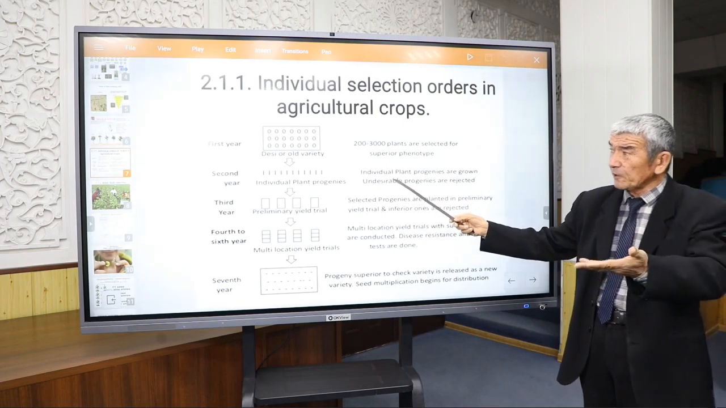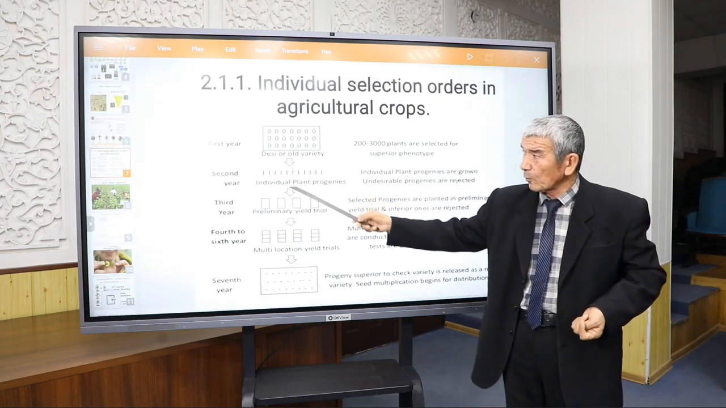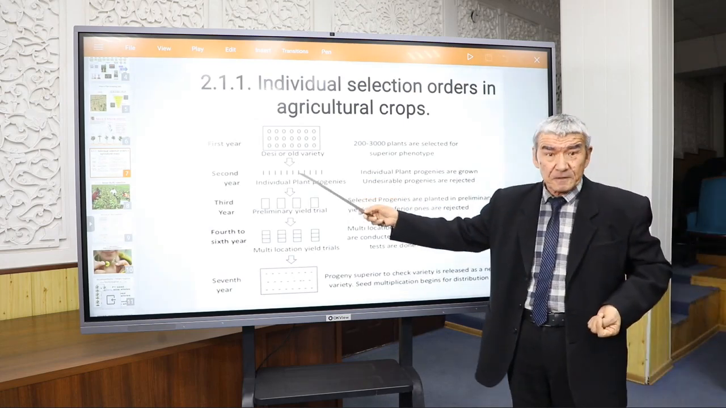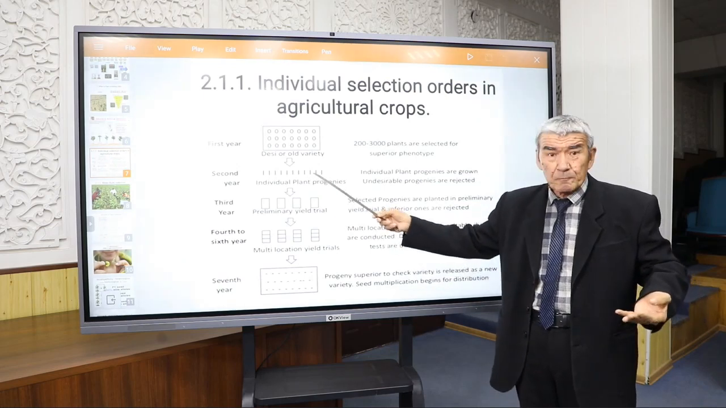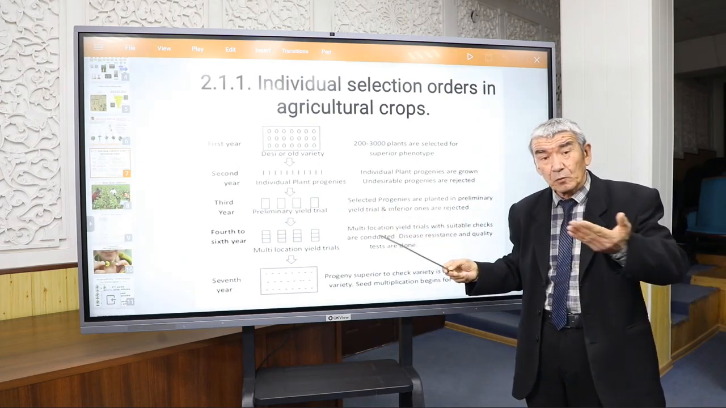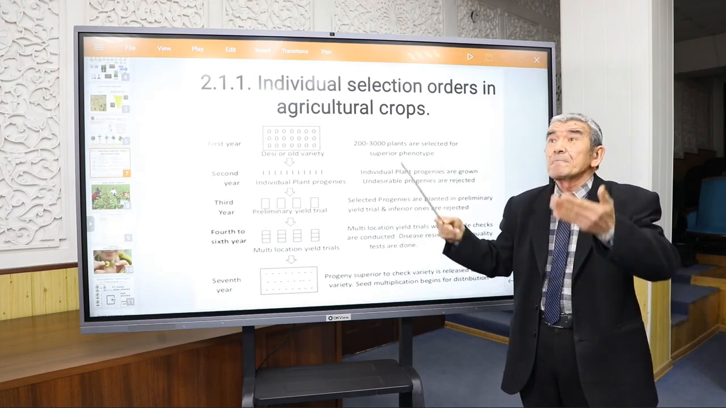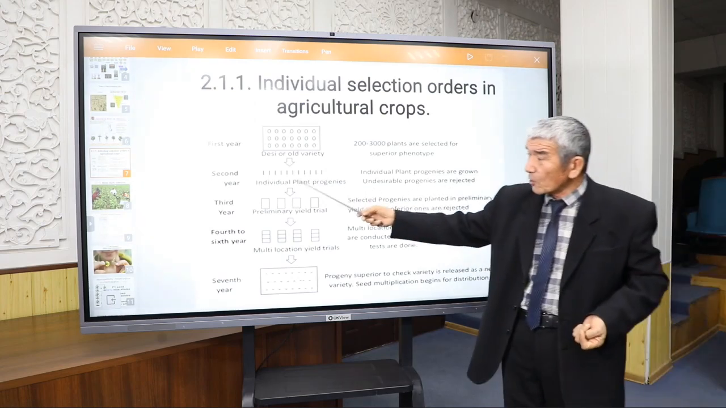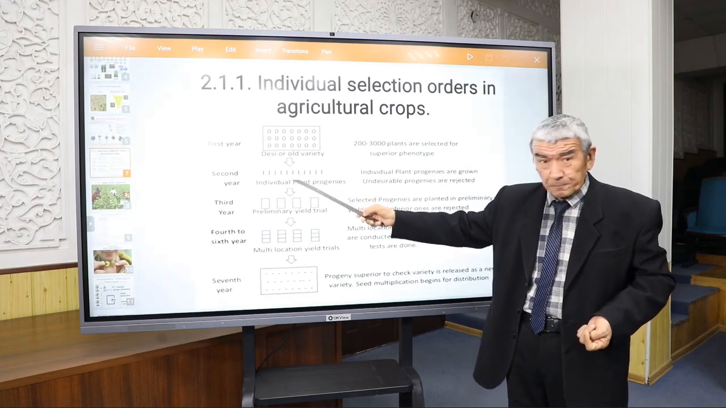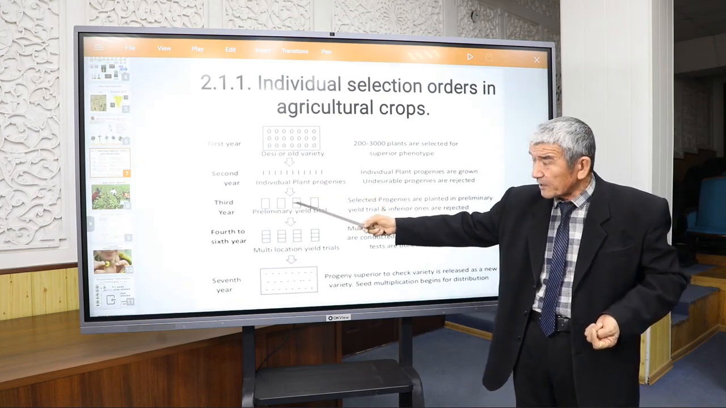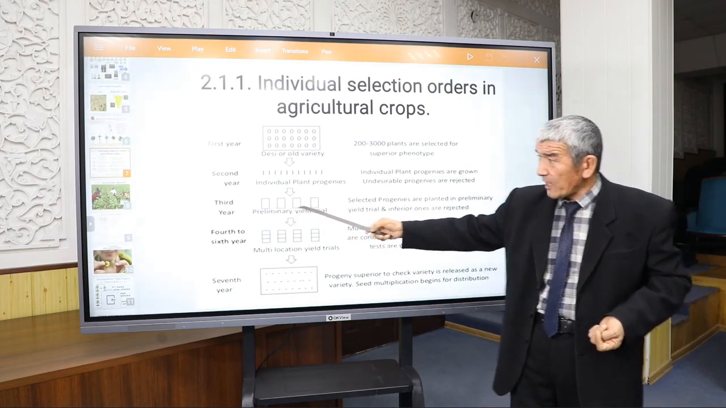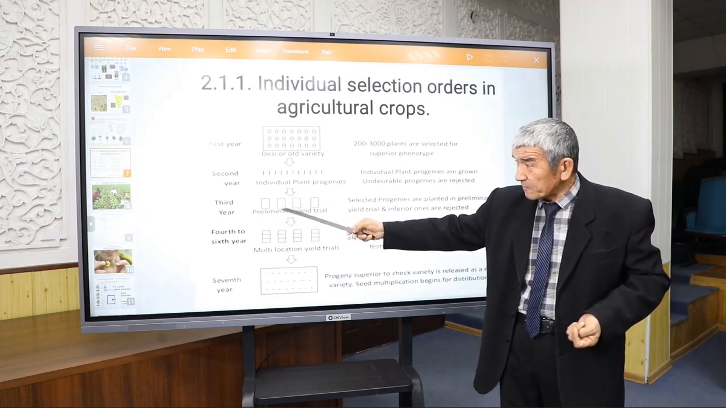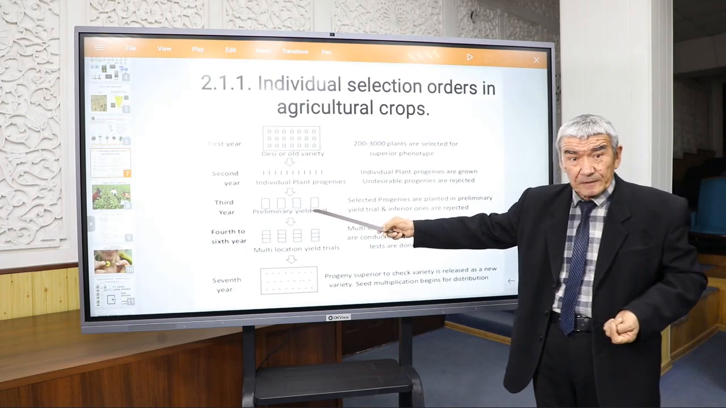So here they will be studied individually in the conditions of this field, and undesirable ones with less productivity and more susceptible or prone to some diseases or biotic stresses will be rejected. And so the seeds of the best plants will again be selected and replanted in the next breeding nurseries, and this will be called the preliminary yield trial.